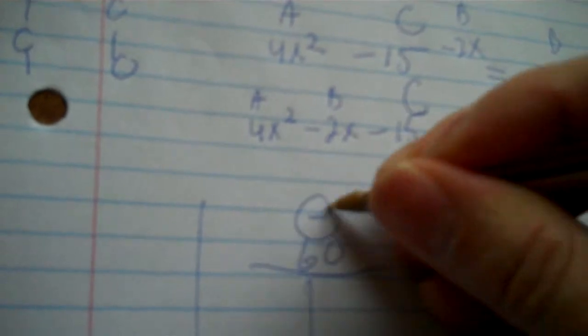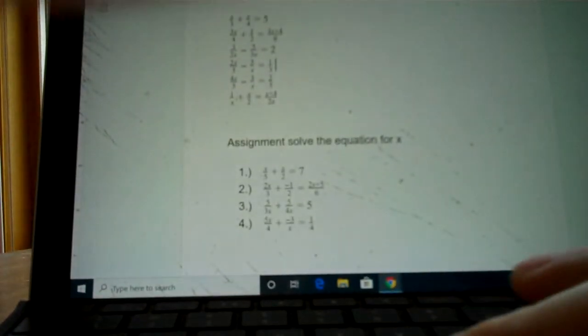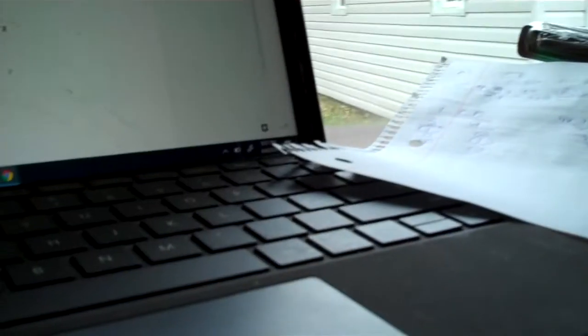So 4 times negative 15 is negative 60, so it's a positive times a negative. But the problem with that is it doesn't exist. And remember, here's how to find if the T-chart works, because I know you're just going to use that square root part of the quadratic formula. You're going to make 2 parentheses at the beginning, b squared minus 4ac.